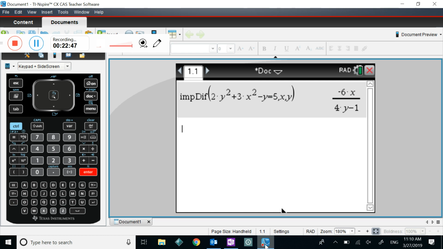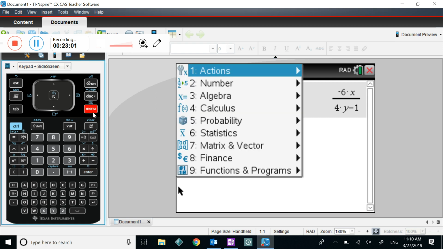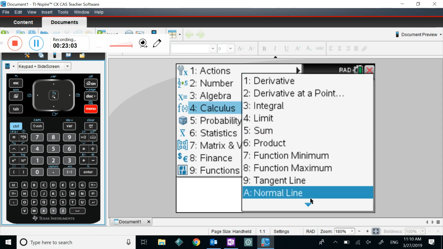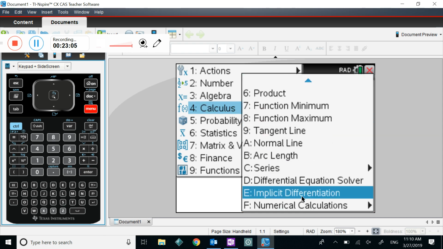Because it's two variables, you tell the calculator the variables x and y. So comma x, comma y, and it will be dy dx. So it's minus 6x over 4y minus 1. Menu, number 4, and keep going down to E. So 4E, yeah.